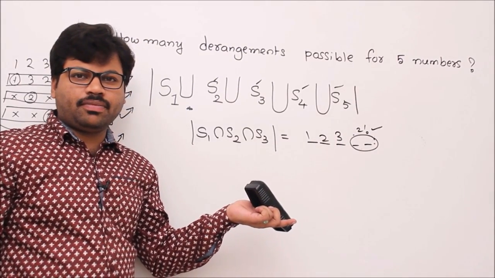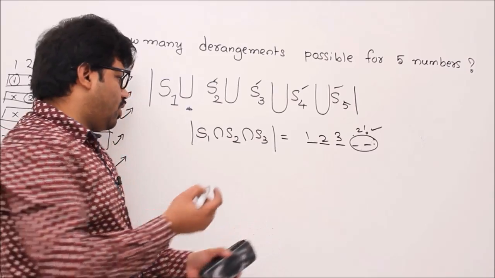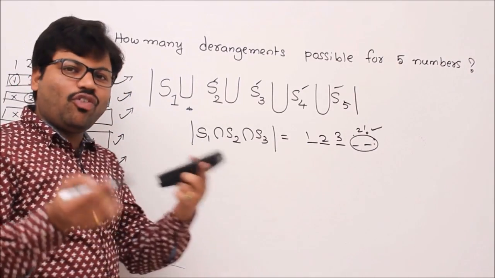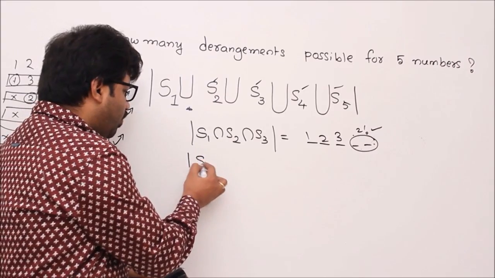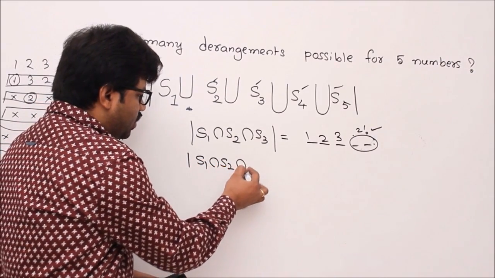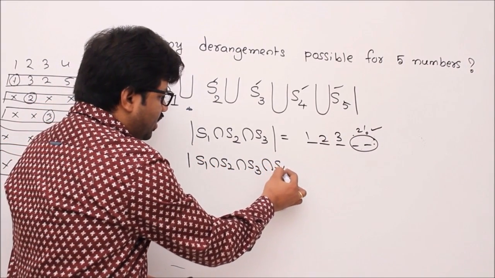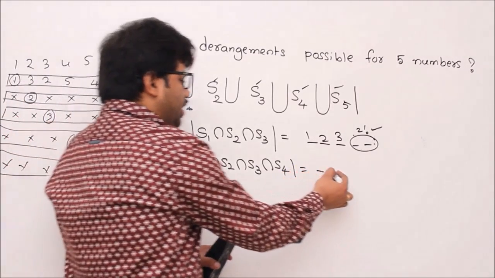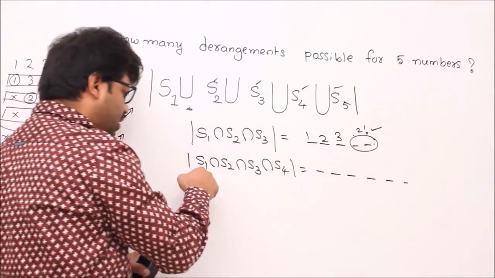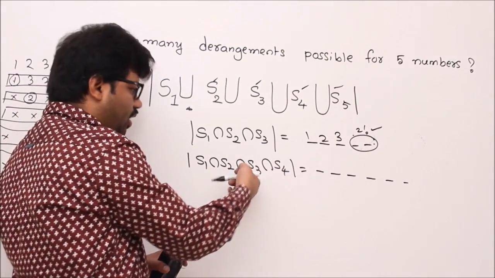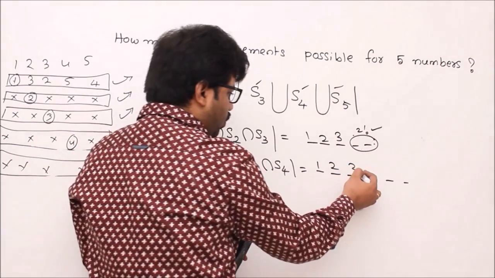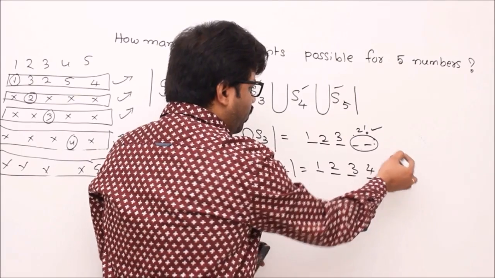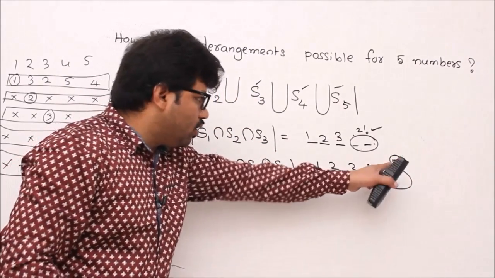Okay. Now we will go to size 4, that means 4 intersection combinations. One of them is S1 intersection S2 intersection S3 intersection S4. That is nothing but a non-derangement where 1 is in the correct position, and 2, 3, 4, everything is in the correct position, 1, 2, 3, 4. But the only one object, which is 5, we don't know.